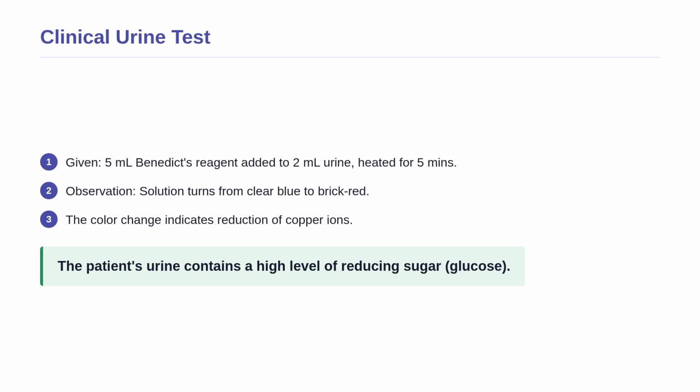Let us apply these formulas to a real clinical scenario. A medical student adds 5 milliliters of Benedict's reagent to 2 milliliters of a patient's urine and heats it. The solution turns from a clear blue liquid to a brick red cloudy mixture. We are asked what this indicates. Because we know Benedict's reagent changes color when reduced, this observation tells us that an electron transfer has occurred. The final conclusion is that the patient's urine contains a high level of a reducing sugar, most likely glucose, which is a major diagnostic clue for diabetes.